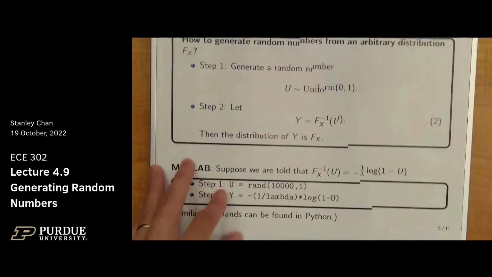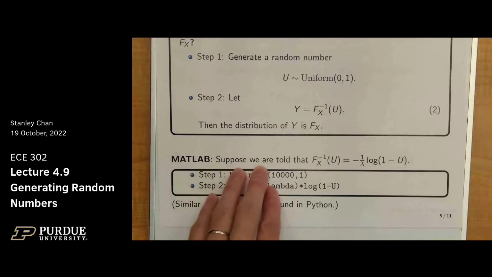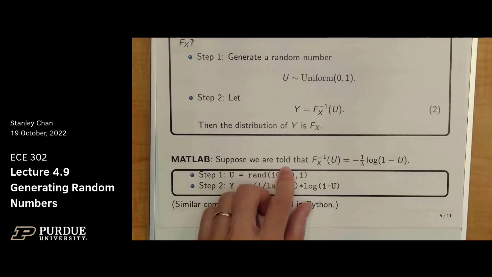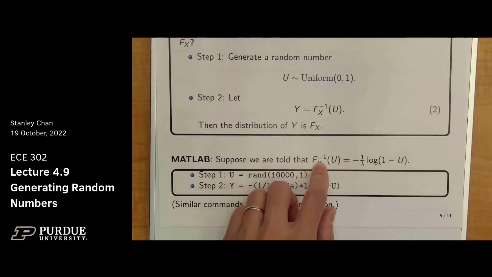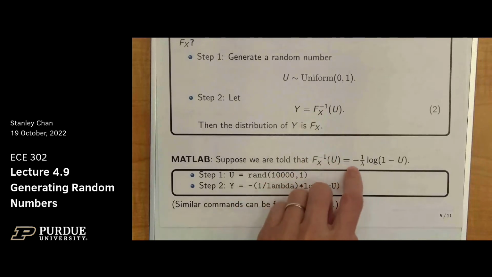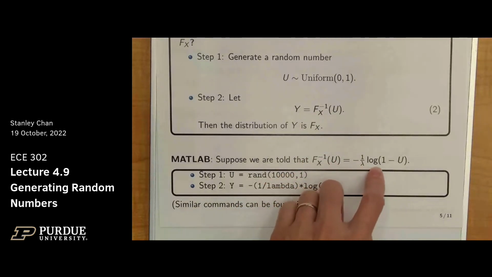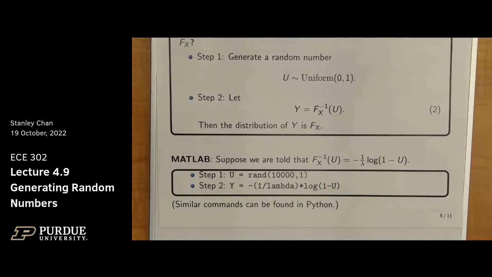And here is a simple MATLAB illustration. Suppose we are told that this F_X inverse, this formula here, is given by 1 over lambda log of 1 minus U. Let's say this is given to you already.